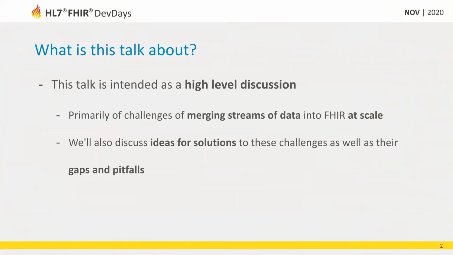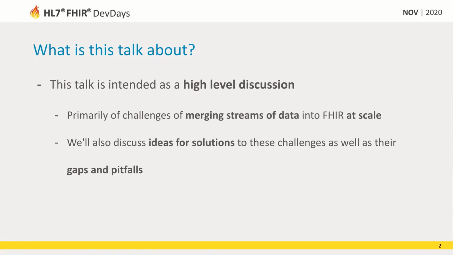So what is this talk about? This is intended to be a pretty high-level discussion, mainly of challenges of merging streams of data into a FHIR store, especially at scale. And when I say streams of data, I'm referring to transactional formats like HL7v2, for example, and we'll get into the depths of that in a second. I'll also talk about some ideas for solutions and architectures that could help with resolving some of the challenges we're going to talk about, and some gaps and pitfalls of those solutions, or things that we still need to keep talking about.